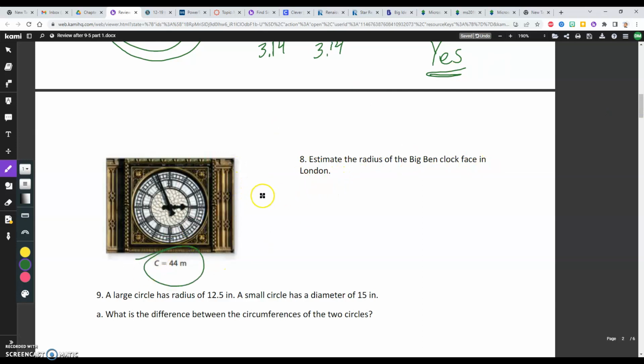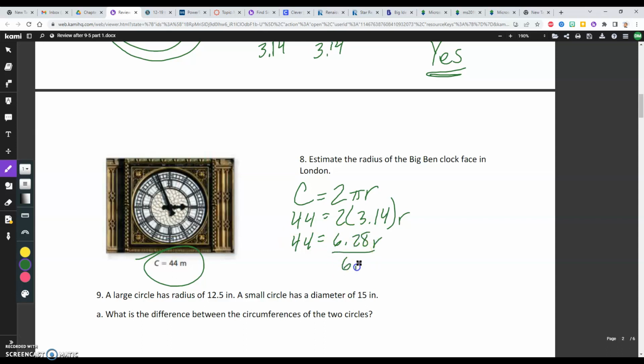We want to estimate the radius of the Big Ben clock face in London. We're told the circumference. So again, we've got a formula for that. Circumference equals 2 pi r. So that's 44 equals 2 times 3.14 times r. So that's 44 equals 6.28 times r. We divide to undo multiplication. And so r is 44 divided by 6.28. r is 7. So 7 meters for the radius.